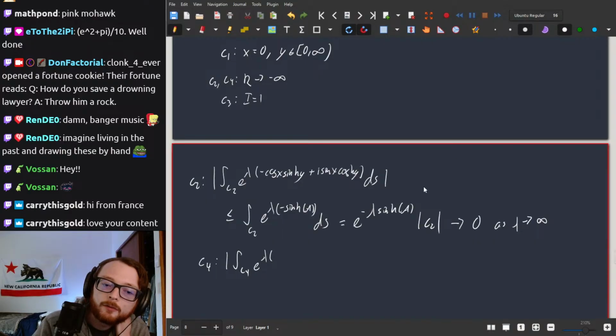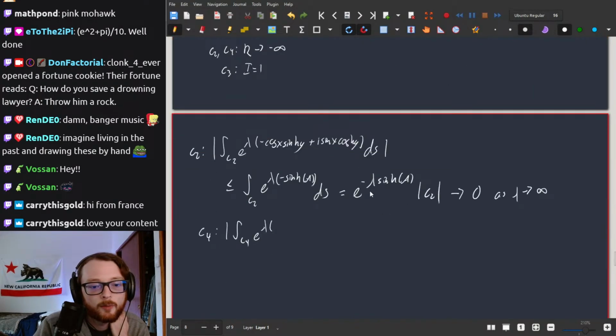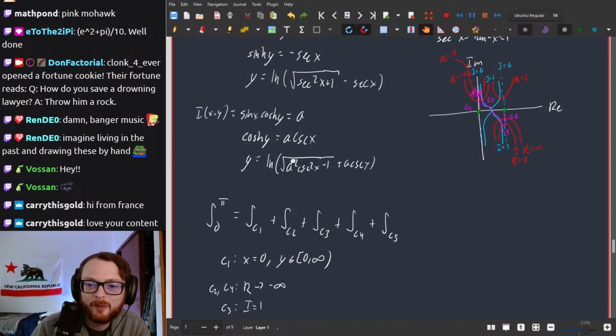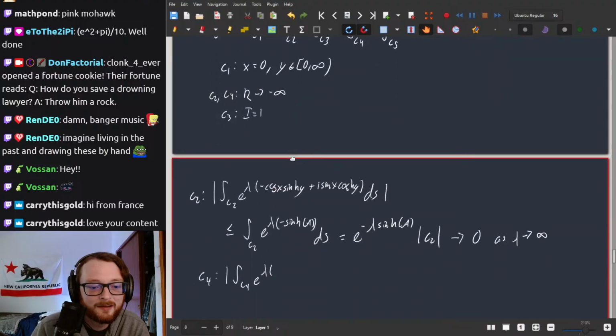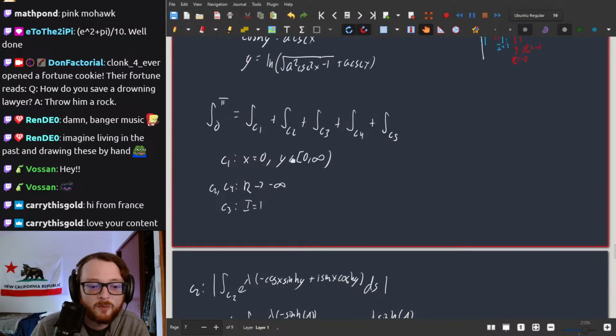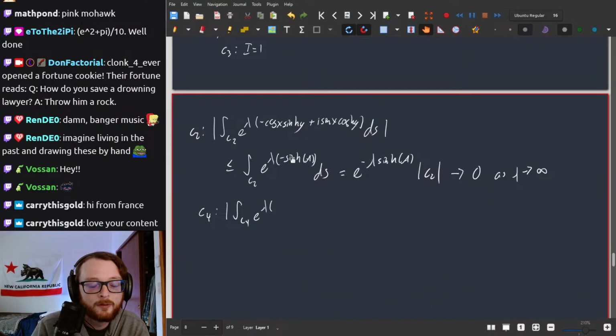There's a little thing here that I'm kind of worried about. Oh no, I don't have to. Okay, so on C4, do I have to be worried about it? Which one is okay? The real part is still constant. How did I get rid of this X piece though?